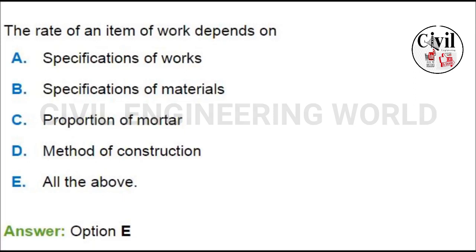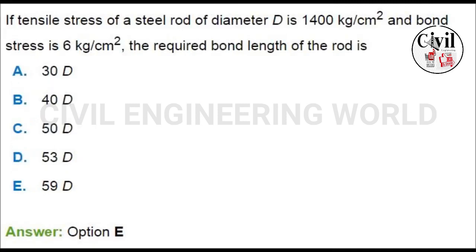Okay, so the next option is if tensile stress of steel rod of diameter D is 1400 kg per centimeter square and the bond stress is 6 kg per centimeter square, then the required bond length of a rod is 59. D is the correct answer in our case.